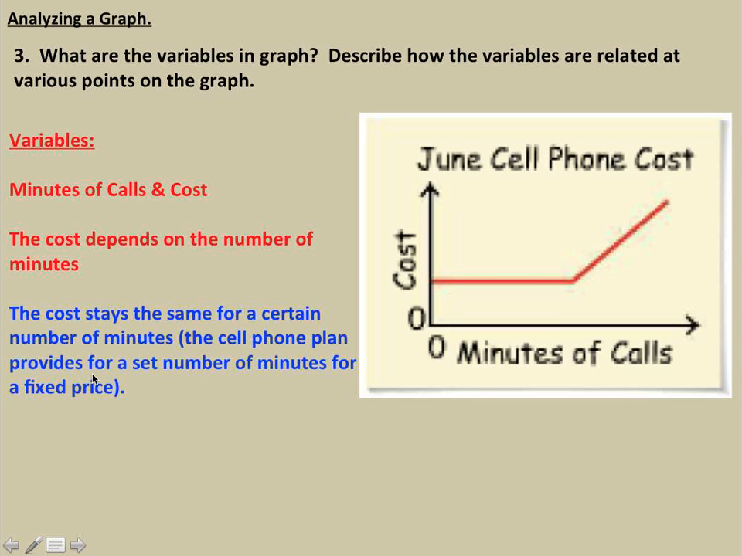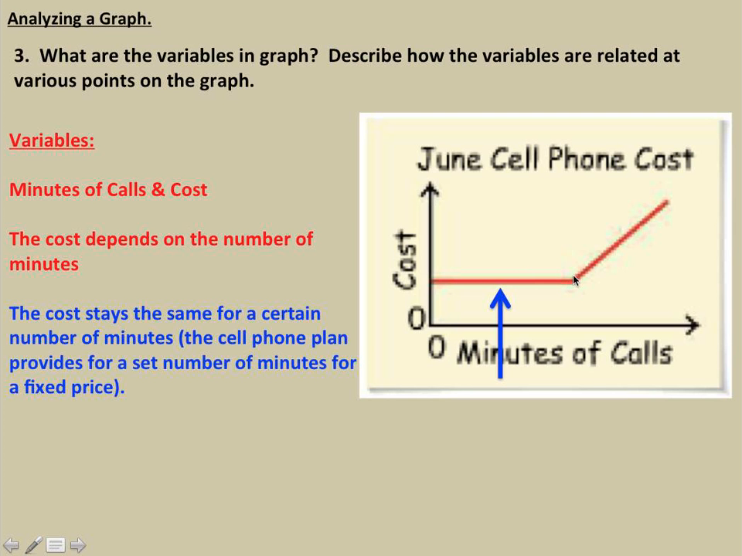The cell phone plan provides for a set number of minutes for a fixed price. So it's like, oh, you get 500 minutes or something. So, okay, so that stays the same. And then as soon as I get past that 500 minutes, so at all these spots, it's staying the same. And then I reach my limit to my plan. So let's say it was 500 minutes. So I'm 500 minutes, beep.